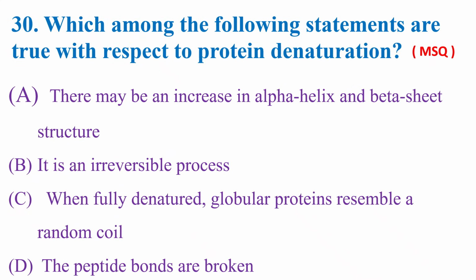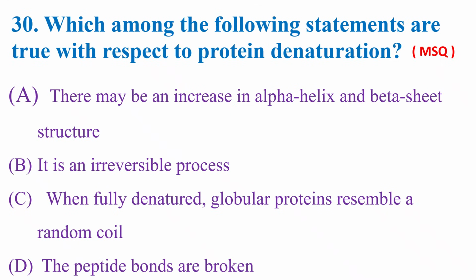Which among the following statements are true with respect to protein denaturation? So denaturation basically means the loss of the native, that is the 3D structure of the protein. Basically it affects the secondary, tertiary, and the quaternary structure of the protein. The primary structure, we know it's the peptide bonds, which remain intact.